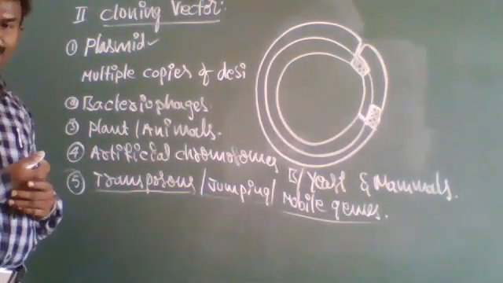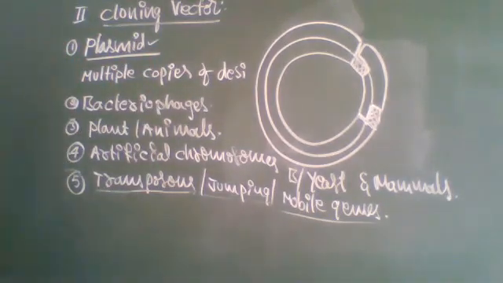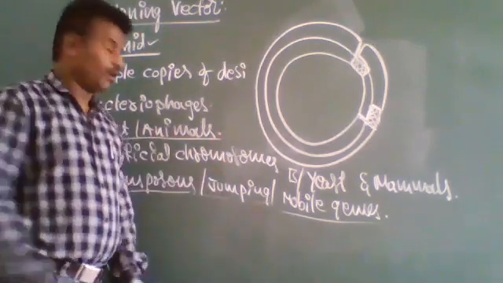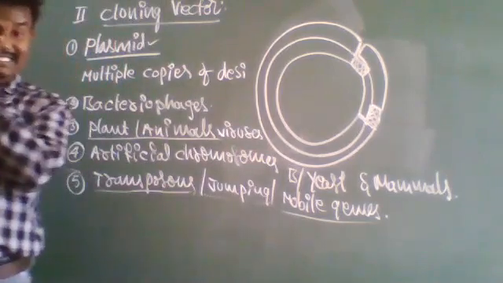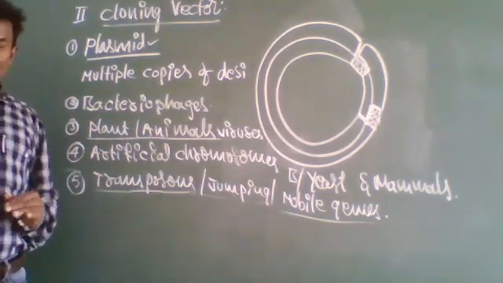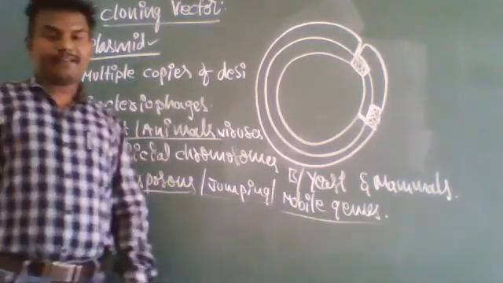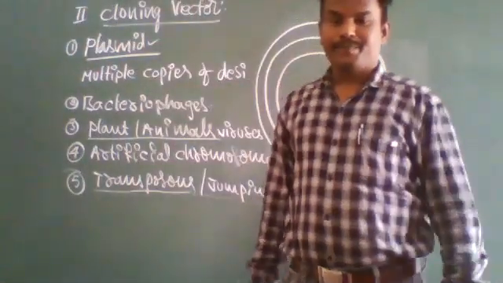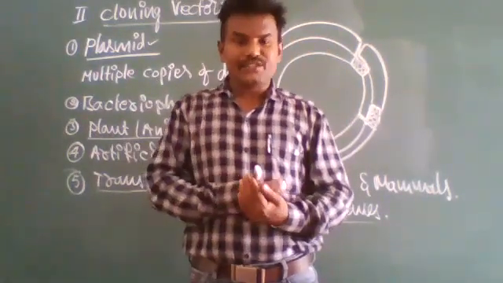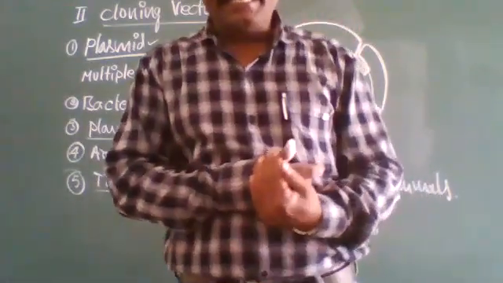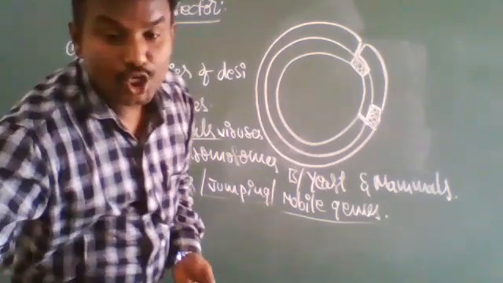Among these, very famously we use plasmids and plant and animal viruses. Of the above mentioned cloning vectors, plasmids and animal and plant viruses are the most extensively used in genetic engineering experiments. Okay, that's all. So that is the topic.